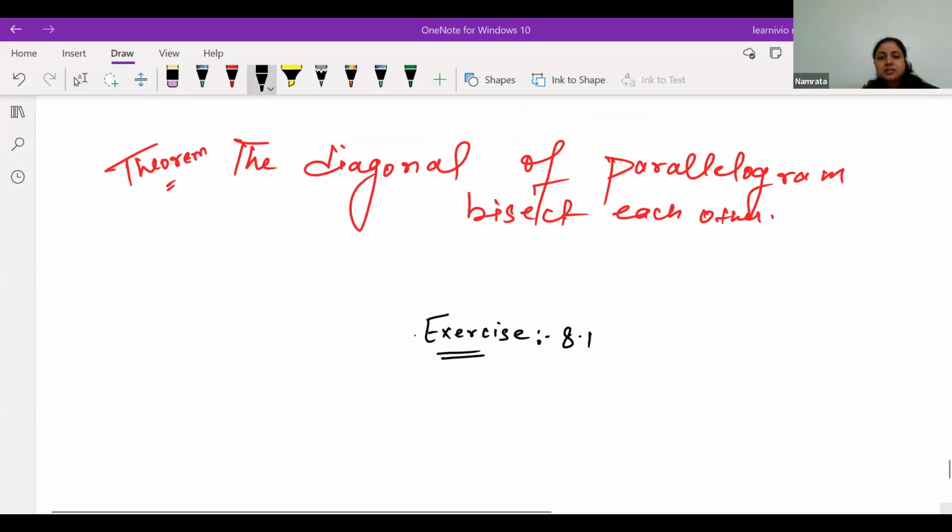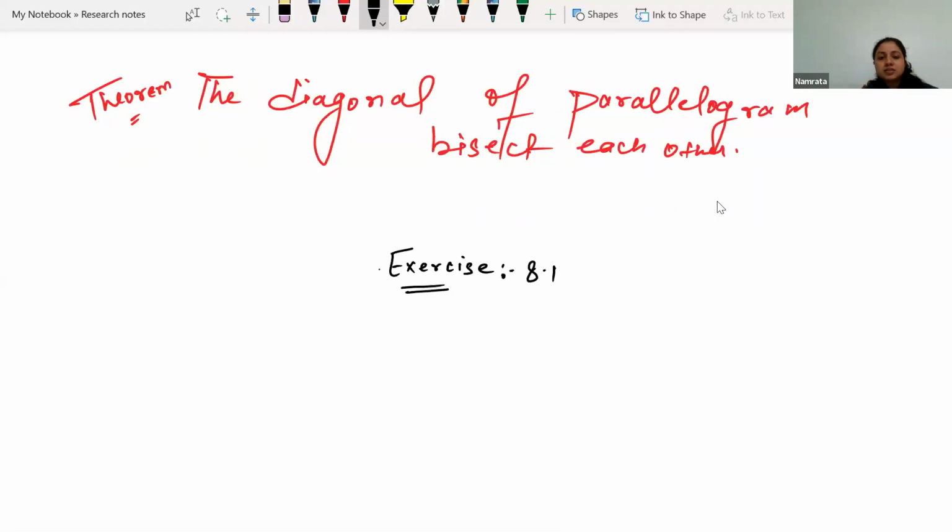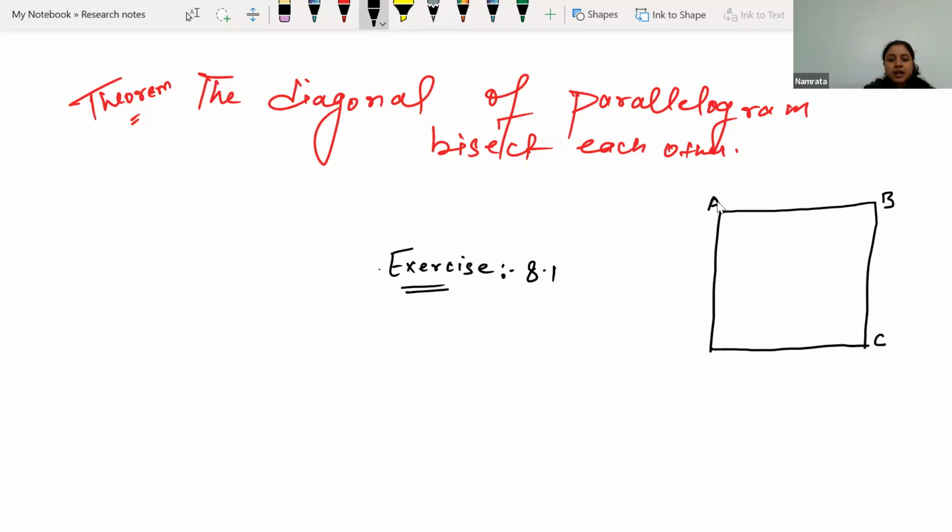Yeah, here the theorem says the diagonals of a parallelogram bisect each other. So if we have a parallelogram, let's say parallelogram ABCD, we have to show that this diagonal and this diagonal bisect each other. That means both the diagonals are cutting each other into equal parts.